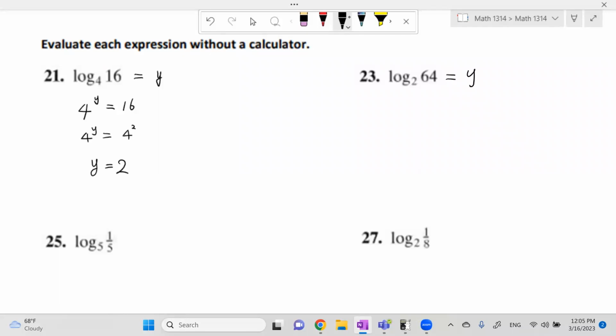Next one, we assume that it equals y. So 2 to the y's power equals 64. Can you convert 64 to base 2 with some power? We can try. We know that 2 to the 4th is 16, 2 to the 5th is 32, and 2 to the 6th is 64. Okay, so 2 to the y's power equals 2 to the 6th. They have the same base, so y equals 6. That means this expression equals 6.